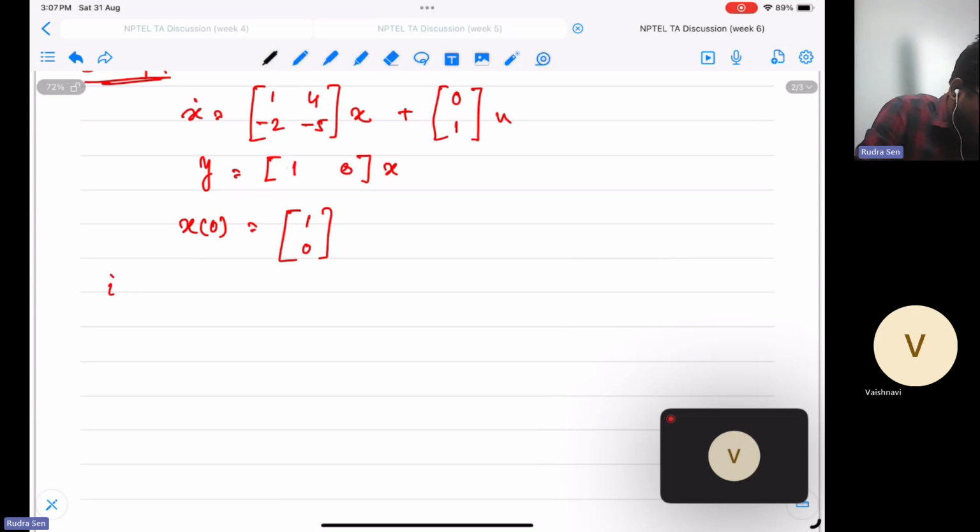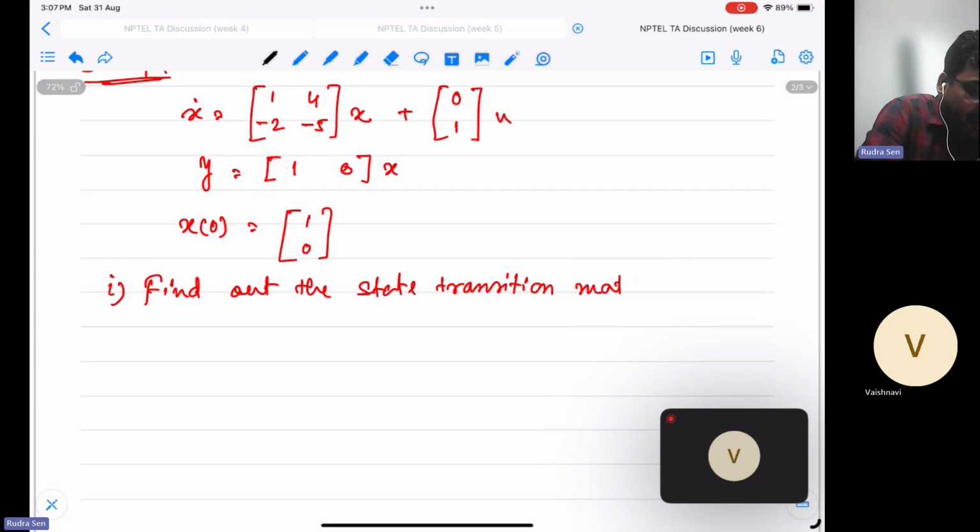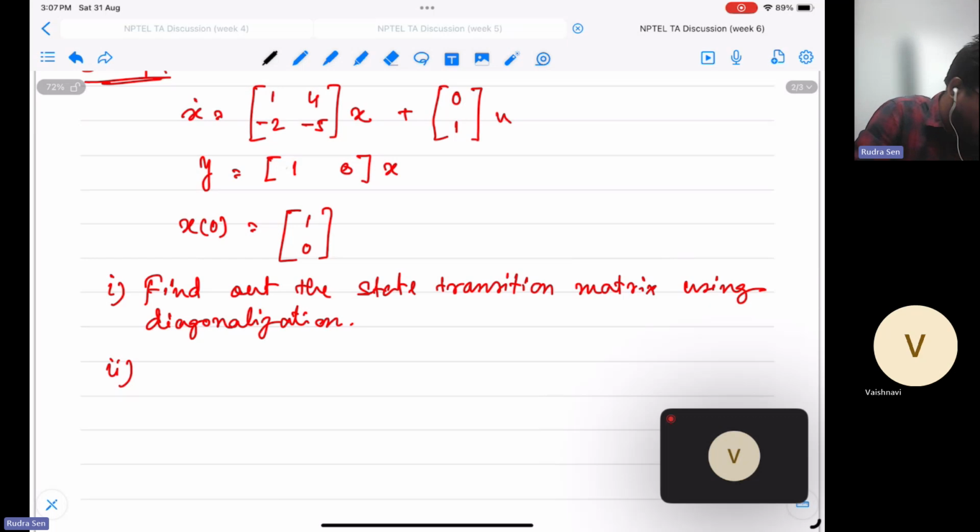The first question is, find the state transition matrix using diagonalization, and the second is, find the response of the system.